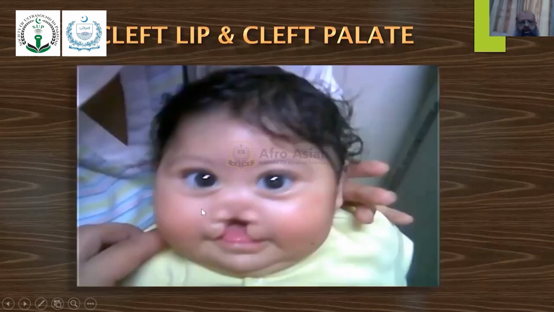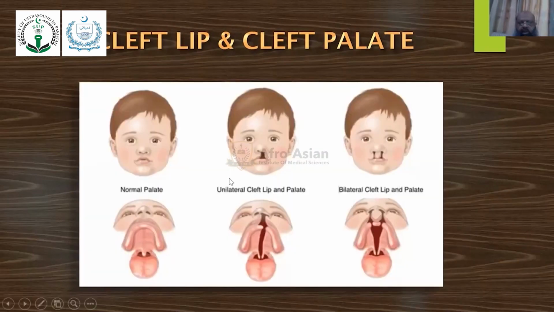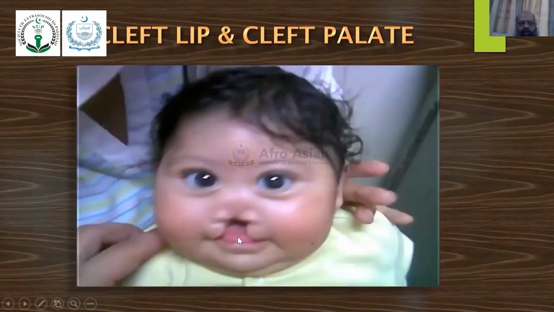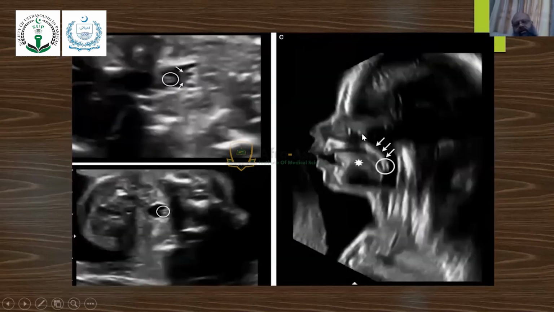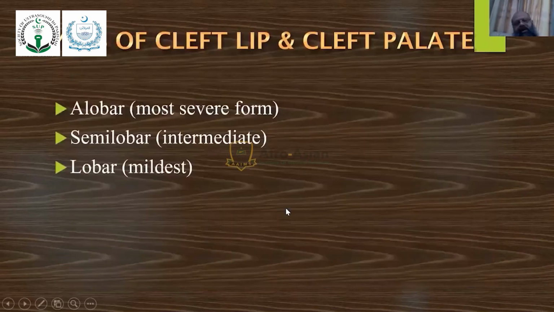This is normal. Now here you can see that it is unilateral, this sided. Here is again a unilateral cleft lip, left sided. So cleft lip and cleft palate can be seen in different angles in the cut sections.